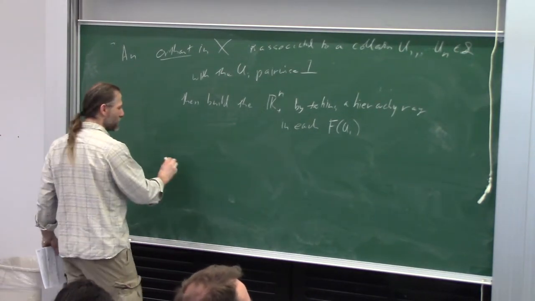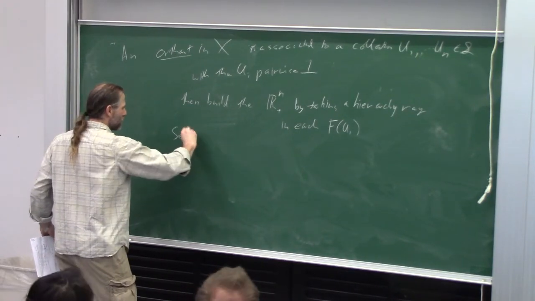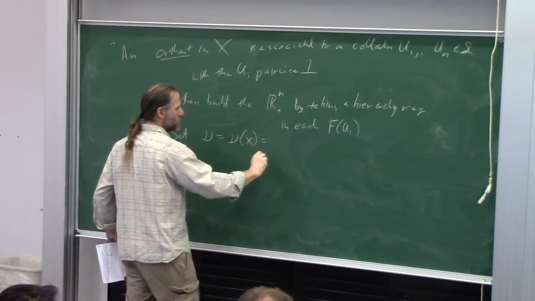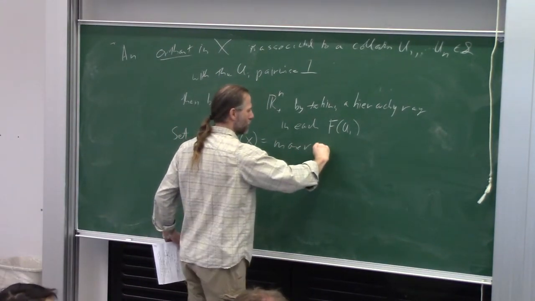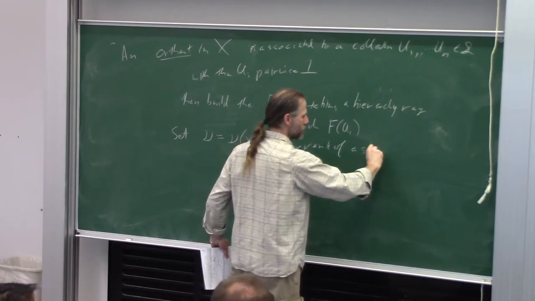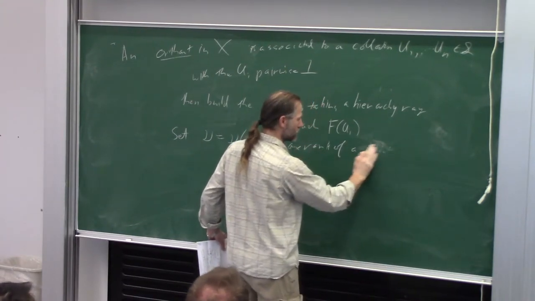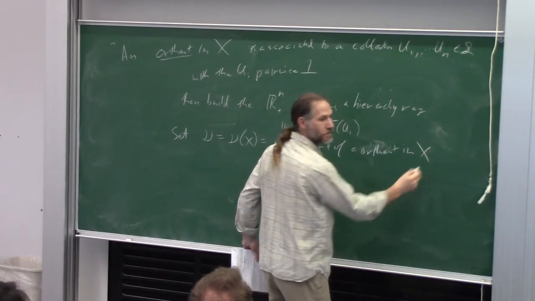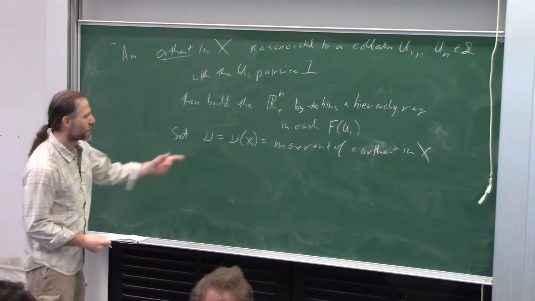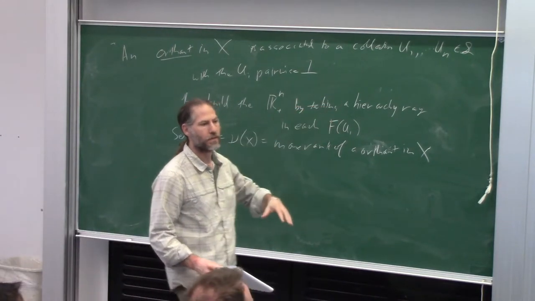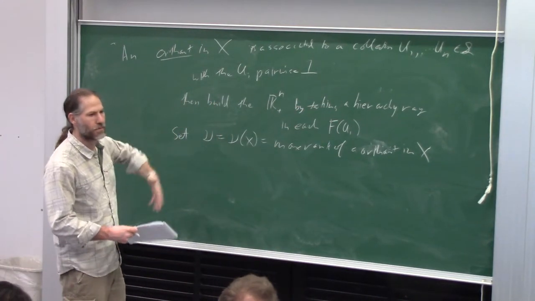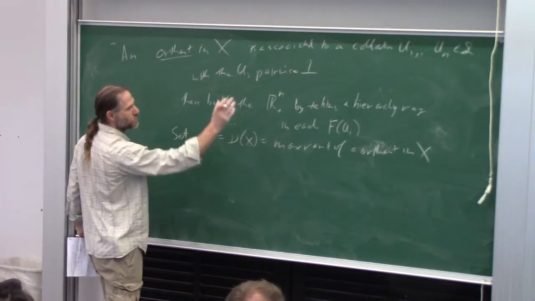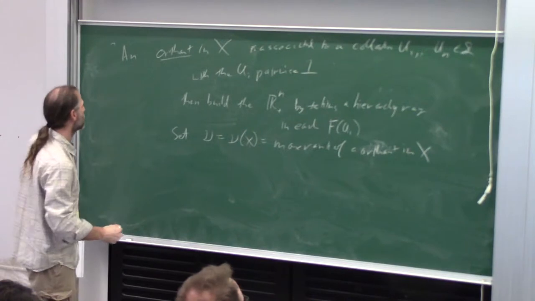Okay, and then let's set nu equal to nu of x, the max rank of a standard orthogonal in x. The max rank is at most the complexity, but depending on some of these things it may be finite, so this max rank may be strictly smaller. It's at most the complexity, but it may be strictly smaller.